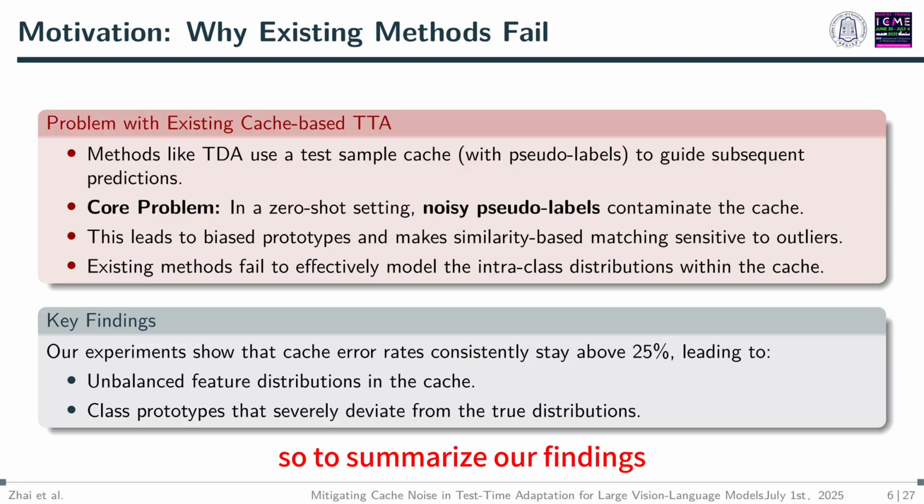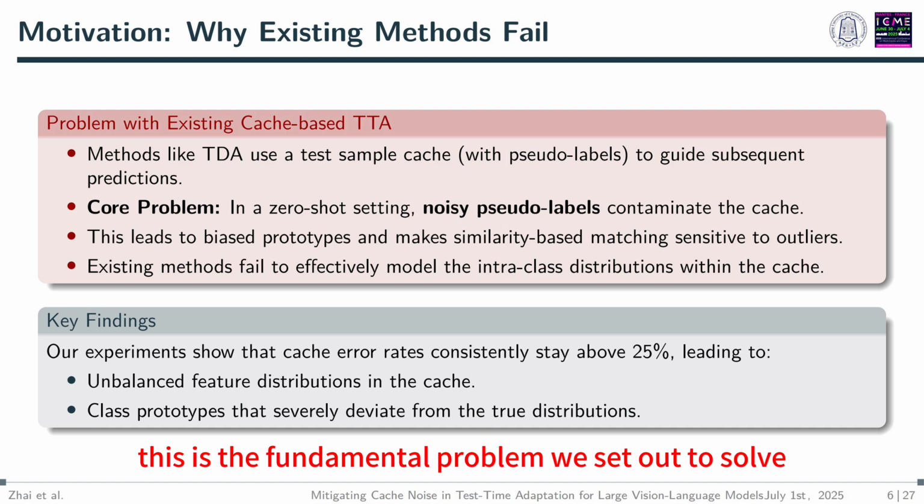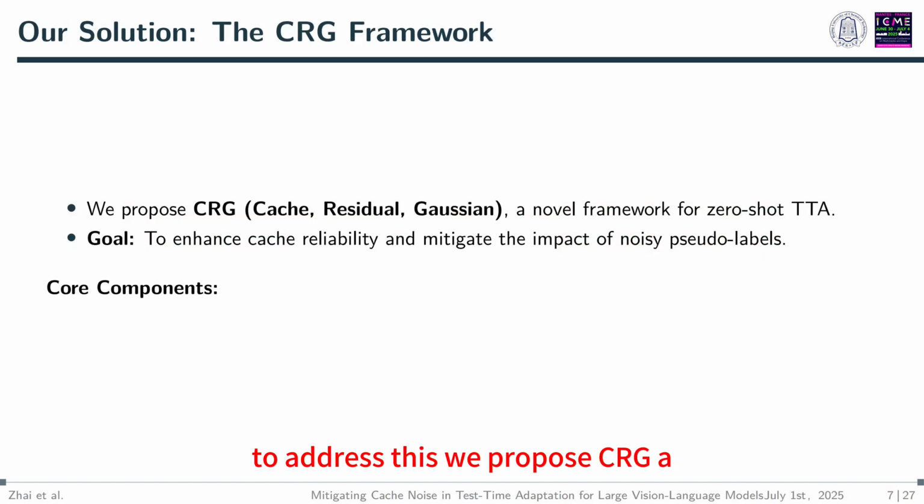So to summarize our findings, the high error rate leads to imbalanced feature distributions in the cache and causes class prototypes to severely deviate from the true distributions. This is the fundamental problem we set out to solve. To address this, we propose CRG, a novel framework standing for cache, residual, and Gaussian. Our goal is to build a reliable cache and mitigate the impact of these noisy labels.